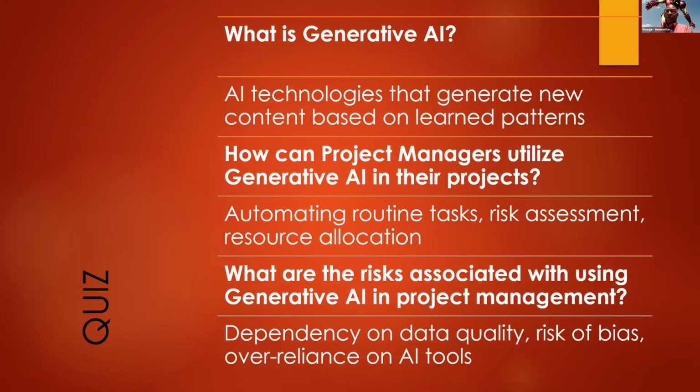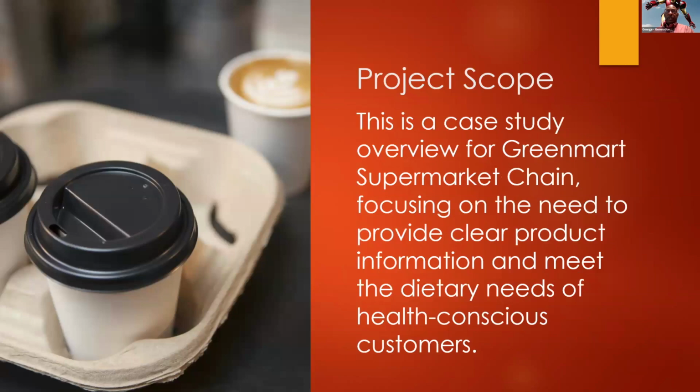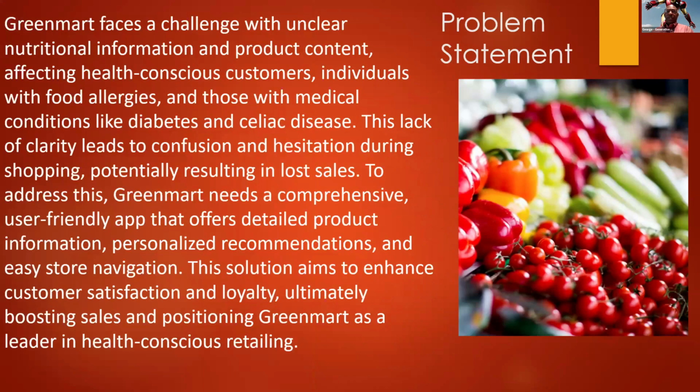All right, generative AI. Let's look at some examples of generative AI before I close out here. Here's an example, and this goes back to one. Here is the project scope. This is a case study overview of a green supermarket chain focusing on the need to provide clear product information and meet the dietary needs of its health conscious customers. This is just a summary, and I actually uploaded the case study as a PDF and asked it to produce the project scope. This is a project scope that came from the BA GPT. This is the problem statement that was generated from that.